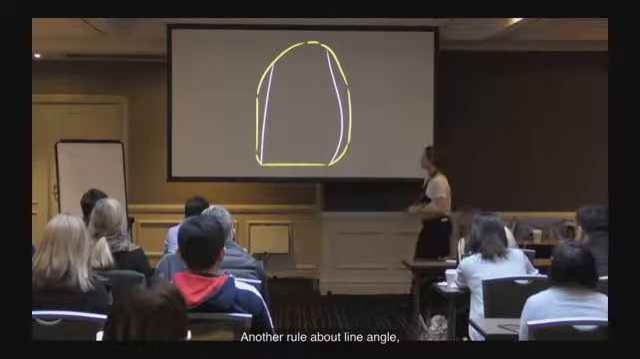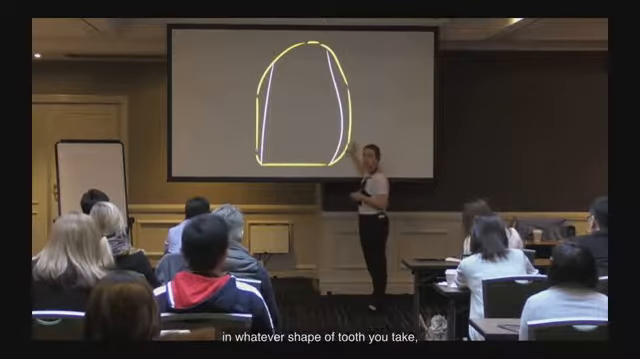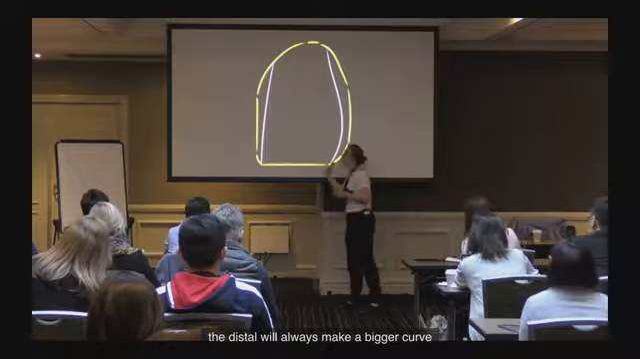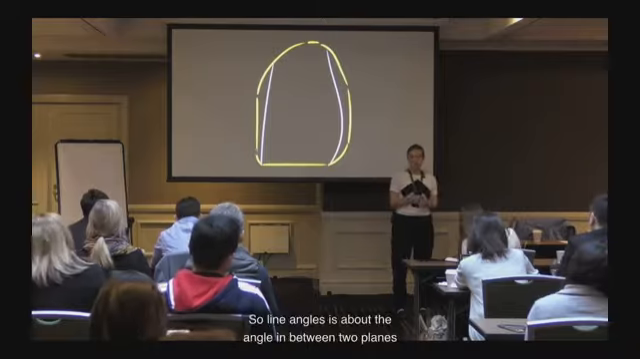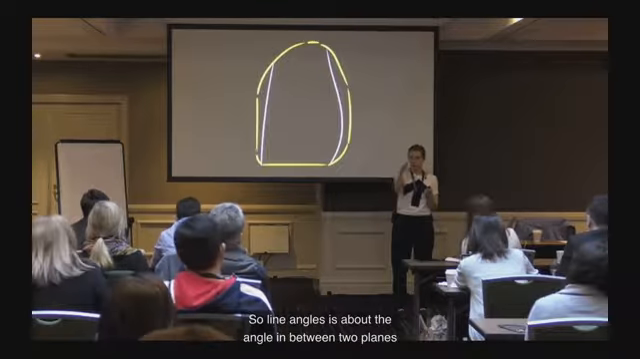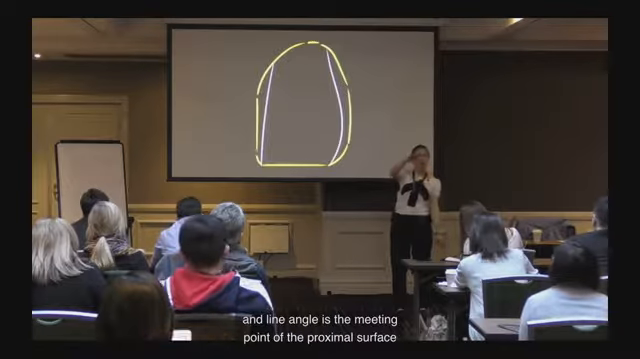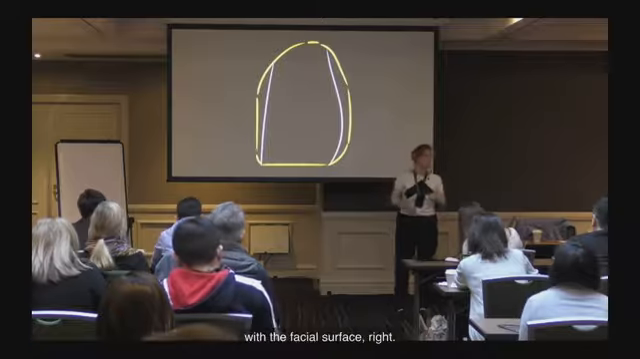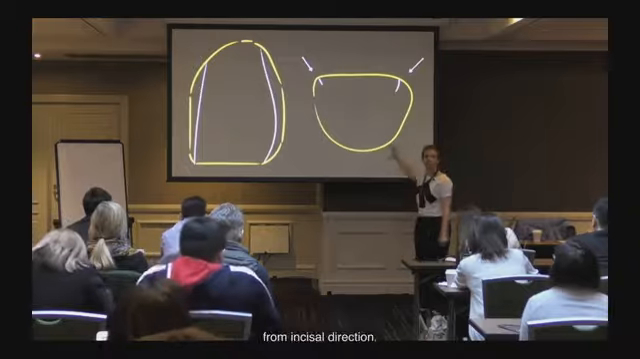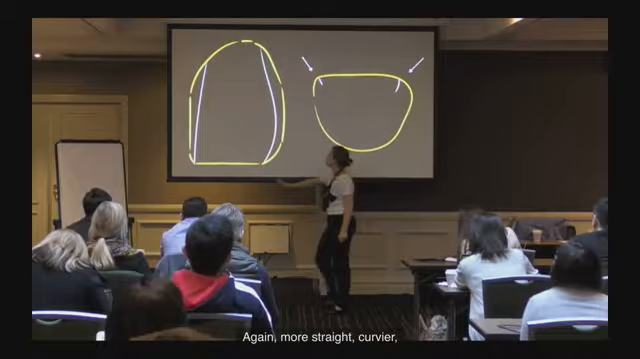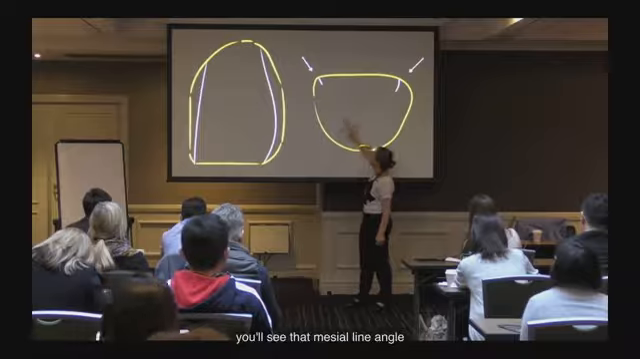Another rule about line angles: the mesial one is always more straight than the distal. In whatever shape of tooth you take, the distal will always make a bigger curve than the mesial line angle. So, line angle is the angle in between two planes, where two planes meet. It is the meeting point of the proximal surface with the facial surface, right? So when we talk about line angles, it is very important to have a look at your tooth from the incisal direction. Again, more straight, curvier.